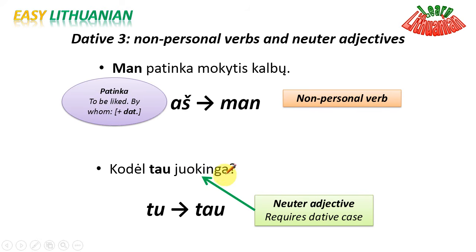So juokingas, masculine, juokinga, feminine, and juokinga, neuter adjective. In this case, neuter adjective is the same as a feminine adjective, but in this sentence it's the neuter adjective that's used. So for you it is funny. Why for you it is funny? This is a neuter adjective, and it requires dative case. So tu, you, turns to tau. Kodėl tau juokinga? Why for you it is funny? So the third usage, non-personal verbs and neuter adjectives.